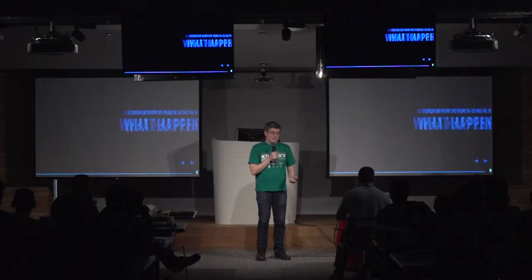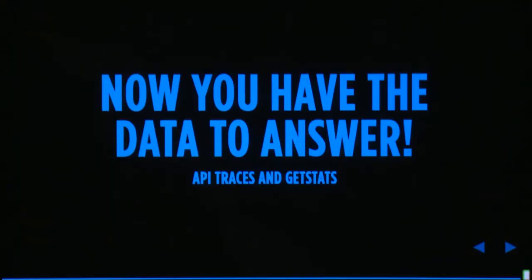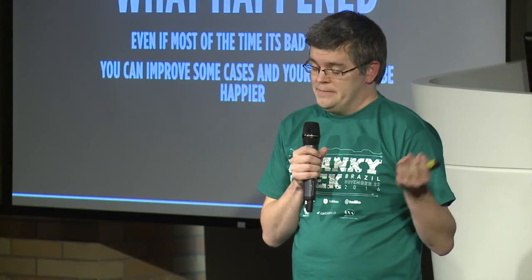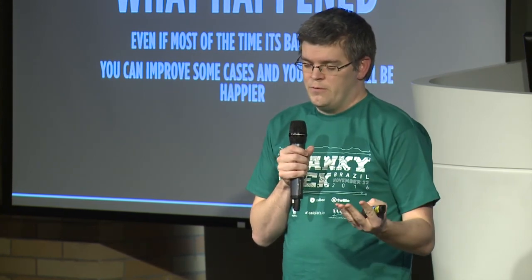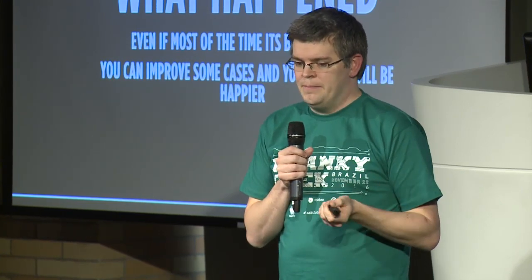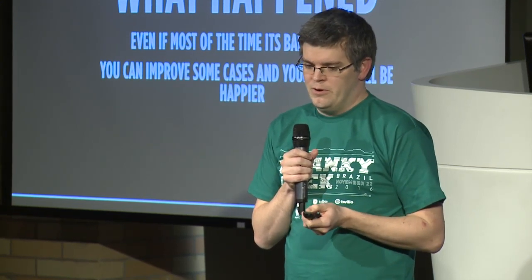And as a summary, when the customer support person is going to ask you what happened, now you have the data to answer. And the data is the API traces and the getstats data. And you can try to figure out what happened in the call. Most of the time, honestly, it's just bad internet. There's not much you can do, but there are some cases where you're doing something wrong, like not running TURN servers, and you can figure that out. And if you spend that time, your users will in the end be happier and use your service more. And your service will grow, hopefully.